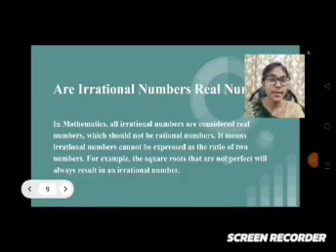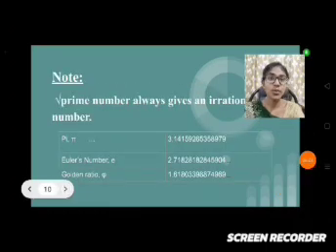Are irrational numbers real numbers? In maths, all irrational numbers are considered real numbers, which should not be rational numbers. It means irrational numbers cannot be expressed as the ratio of two numbers. For example, the square roots that are not perfect squares will always result in irrational numbers. Also note that the root of any prime number always gives an irrational number.